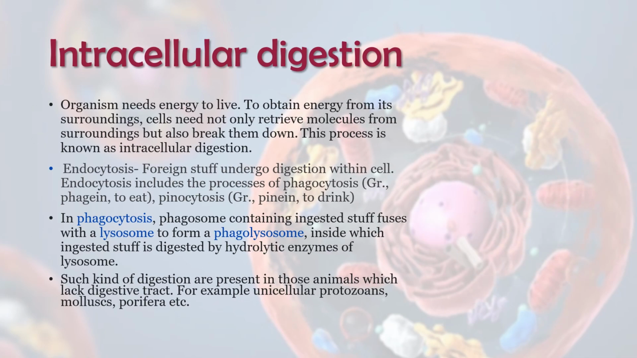What are the functions of lysosomes? Lysosomes are involved in many cell processes. They not only destroy foreign molecules that come from the external environment, but also help in destroying non-functional organelles. The cell undergoes apoptosis, which means programmed cell death, if the cell is damaged or beyond repair. So the first function is intracellular digestion.